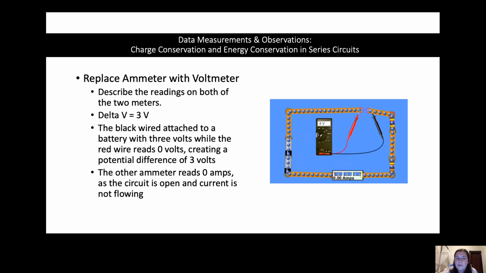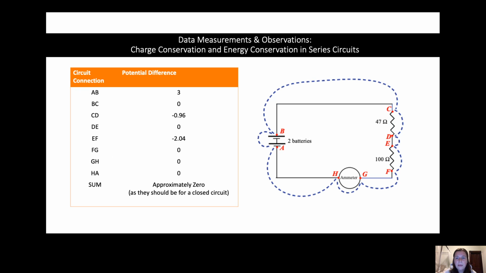So now we get into where we replace the ammeter with the voltmeter. The potential difference that we're reading is 3 volts. This is because the black wire attached to the battery has 3 volts and the red wire has 0 volts. So there's that change, and that potential difference created of 3 volts at that station. The ammeter itself is reading 0 amps because the circuit is open and the current is just not flowing.